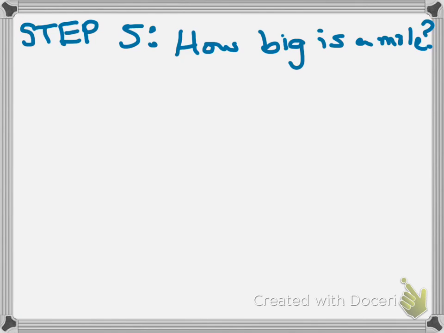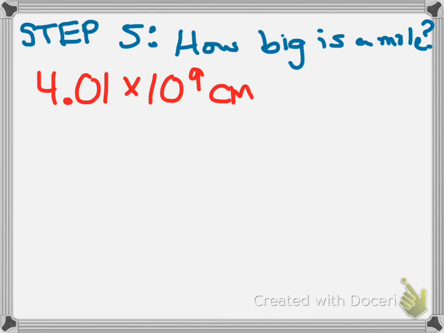Okay, so the next step is to really put this into perspective. How big is a mole? So this is where Google's going to come in, and you can search up the height of the tallest building, or the circumference of the Earth, or the distance between the Earth and Mercury. But search up something kind of large so that we can compare our large measurement to put it into perspective. So I looked up the circumference of the Earth, and I discovered that the Earth has a circumference of 4.01 times 10 to the 9th centimeters.